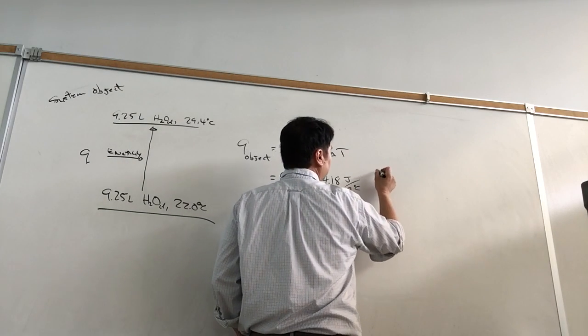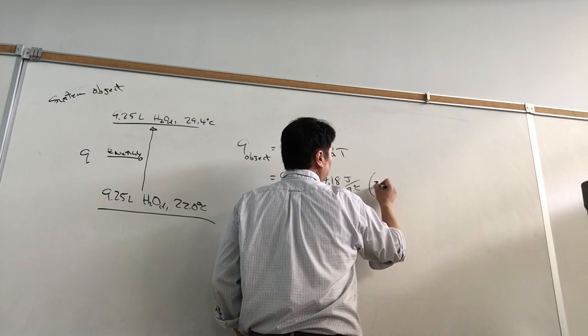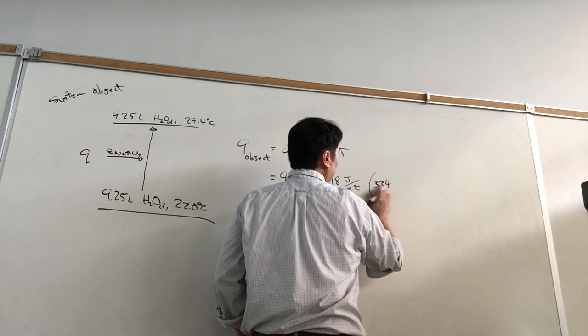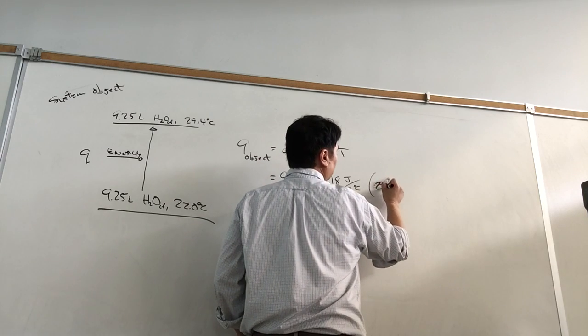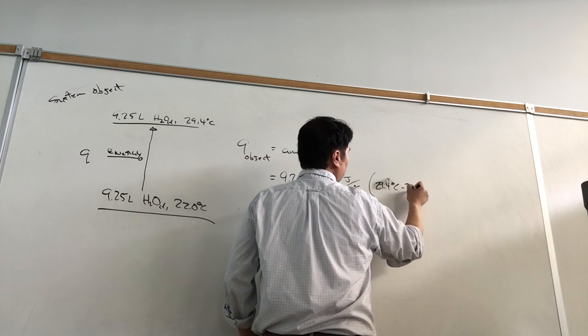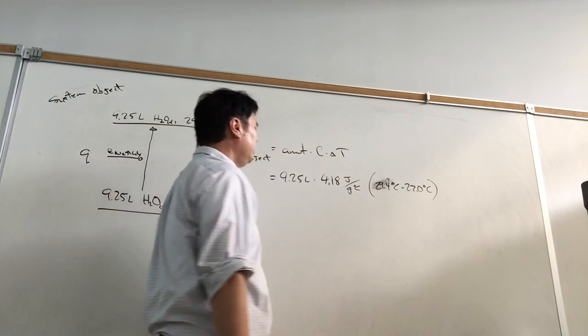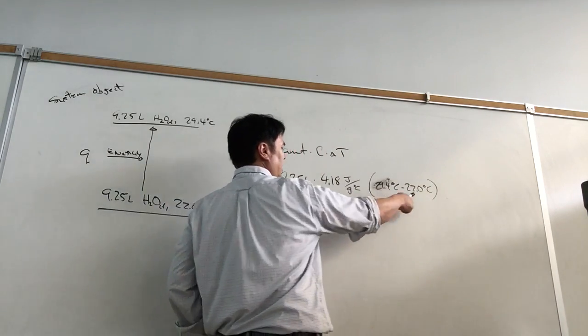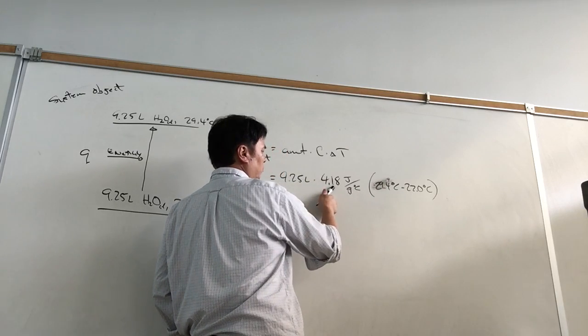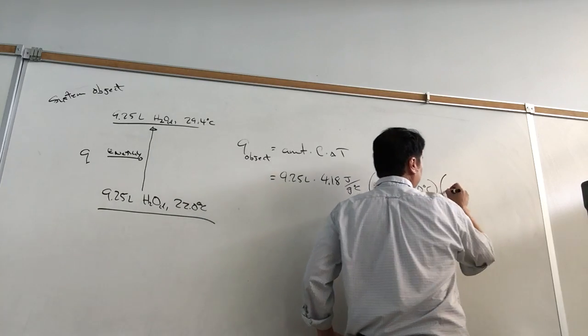Times delta T. Delta T is T final, 29.4 degrees C, minus T initial, 22.0 degrees C. Units don't work out. Degrees C cancel, but grams and liters don't. And so I need to convert liters into grams.